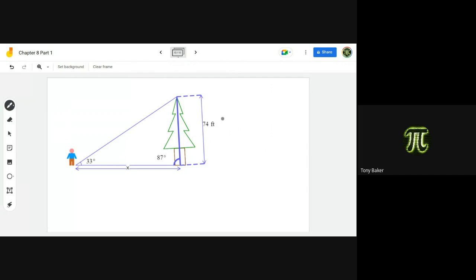So do I need to find anything before I do this problem? Yeah, the other angle. I need the other angle because I need that pair. Okay, so it's going to be what? 60. All right, so I've got x over the sine of 60 equals 74 over the sine of 33.